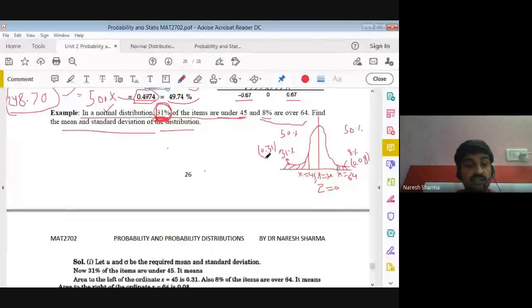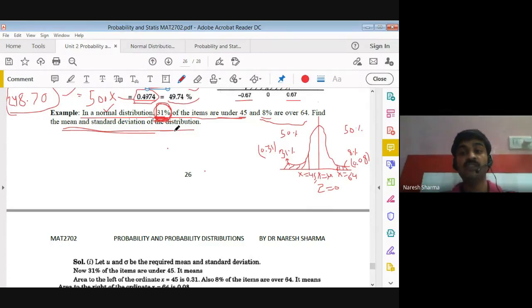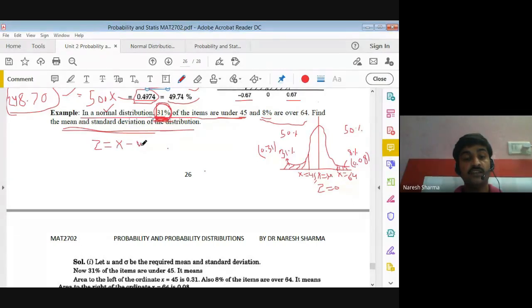Now the statement says find the mean and standard deviation. That means we require two equations in which the unknown variables are the mean and the standard deviation. We know that there is a relation between the normal distribution variable x and the standard normal distribution variable z, which is this one.